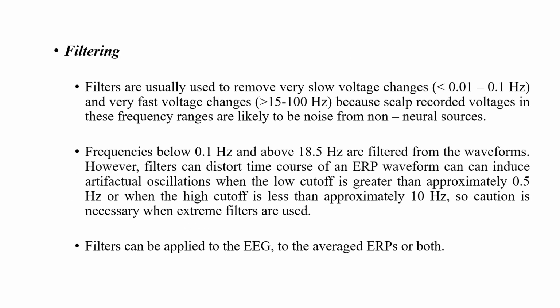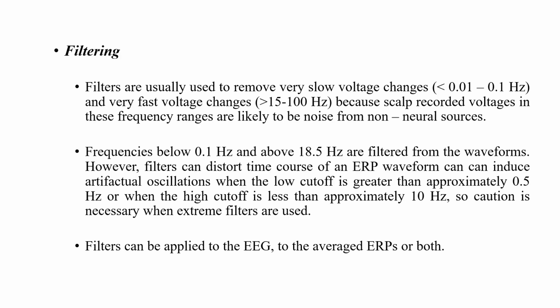The third and a very important step is filtering. Filters are usually used to remove very slow voltage changes, which are under 0.01 to 0.1 Hertz, and very fast voltage changes, which are between 15 to 100 Hertz, because scalp-recorded voltages in these frequencies likely arise from noise and non-neural sources. So these kinds of signals have to be filtered out. Frequencies below 0.1 Hz and above 18.5 Hz are filtered from the waveforms.